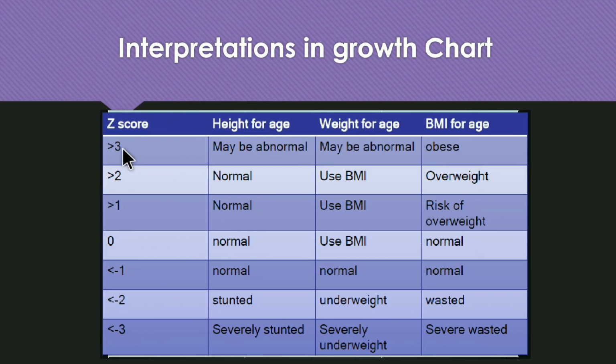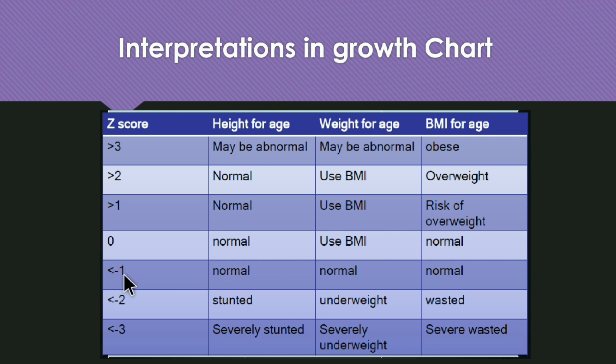So in this table, as you can see, if the value is more than 3, the height for age may be abnormal, means it may be more height or more weight, and for BMI it means the child is obese. So there is overweight or increase in the height. Same with weight greater than 2, then height may be normal, for the weight we have to use the BMI parameter, and the child may be not obese but overweight. More than 1, then the child will have risk of overweight. Zero means the child is normal. So when the z-score is zero, that is a perfect condition of the child.